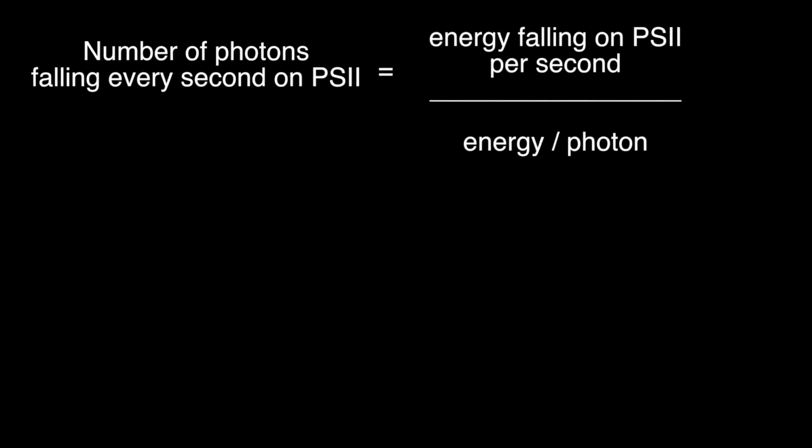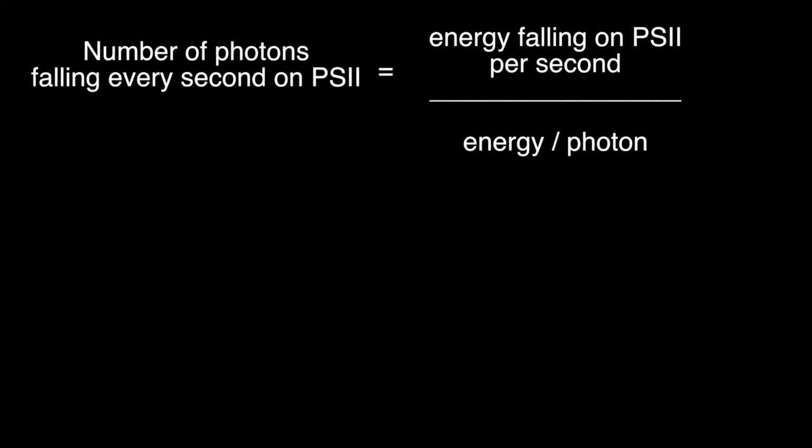We are almost at our final answer of how many 680 nanometer photons fall on PS2 every second. Using the formula, the number of photons falling every second on PS2 is equal to the energy falling on PS2 per second divided by the energy per photon. But to calculate this number, we need to know how much energy each photon has. Using known relations, we can calculate the energy of 680 nanometer photons to be 2.9 times 10 to the negative 19 joules per photon.